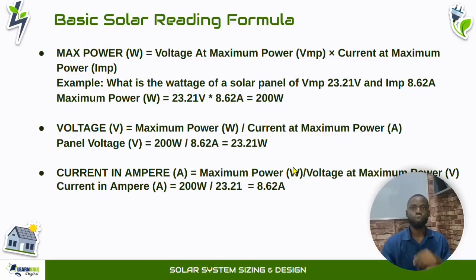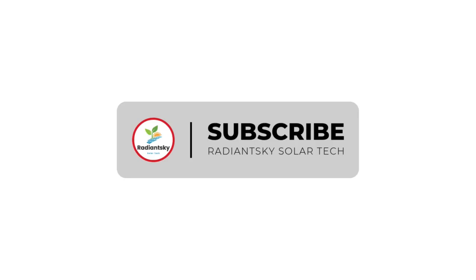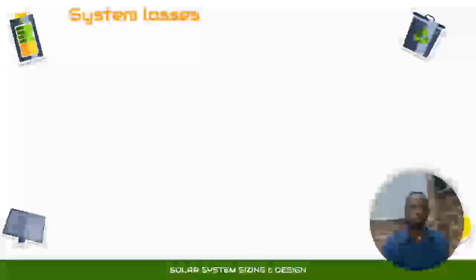So these are ways you read panels. These are ways you ascertain information. This information is very, very necessary. Once you know how to read your panels and do all these basic calculations to ascertain this information, let's look at some of the system losses we talk about.